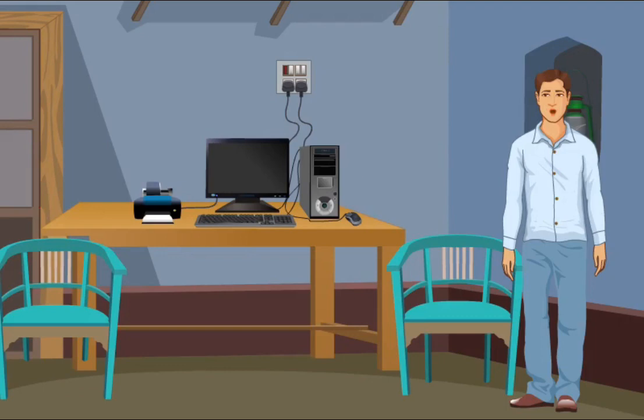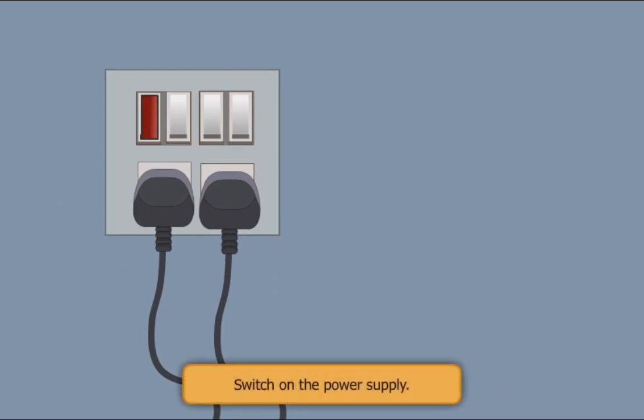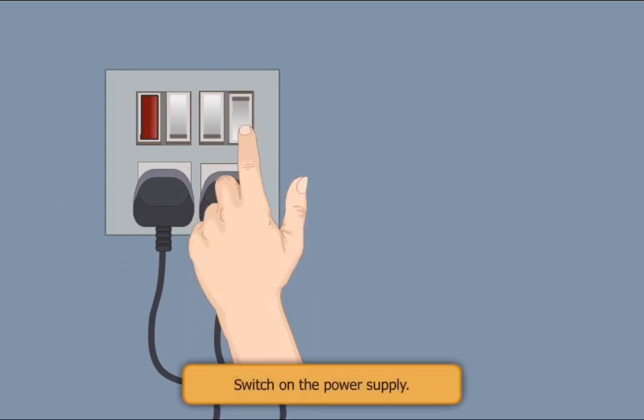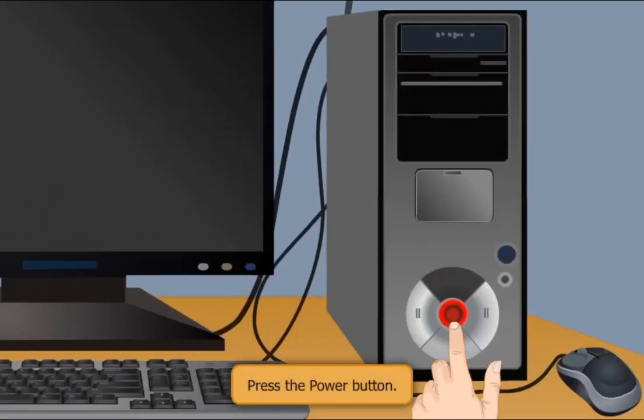We now know how to assemble all the peripherals together and set up a computer. Now, let's bring it to life. Let's start it. To start a computer, first, switch on the power supply for both the system unit and the monitor. Now, press the power button of the system unit. It is usually located on the front side of the system unit. Ensure that the LED of the system unit is turned on.